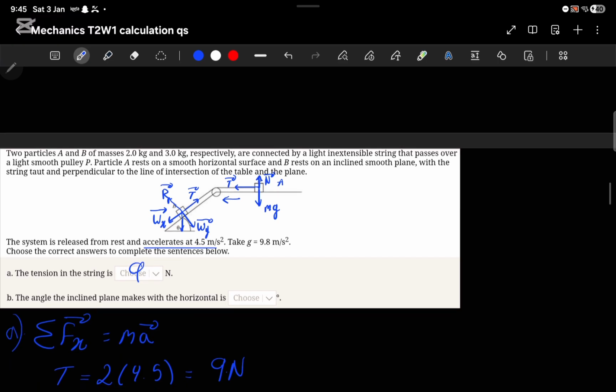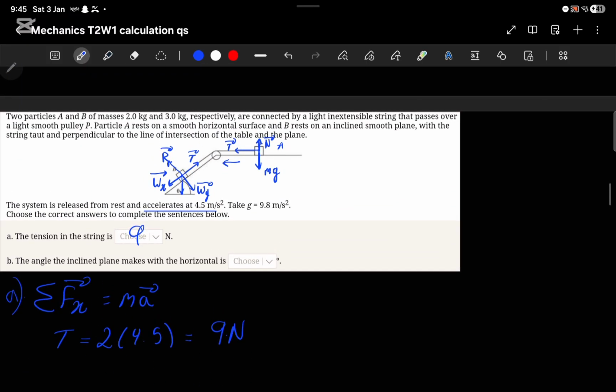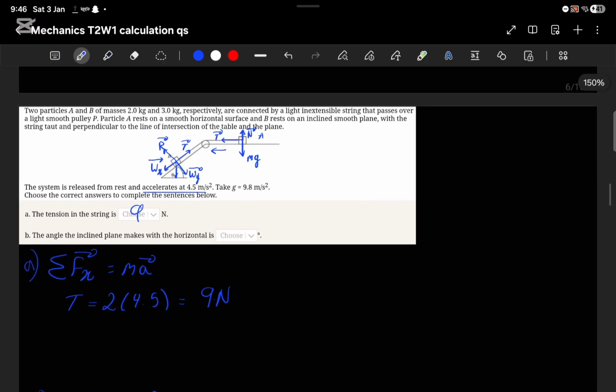Right? Wait, what 30? Yeah, mg sine theta. So 30 sine theta. Now, the only case where tension can possibly be bigger than the weight is if theta was less than 15 degrees maybe? Let me just check. Yeah, if it was less than 15 degrees. And even then, that wouldn't really make sense, because the forces wouldn't work out the way they're working out right now.